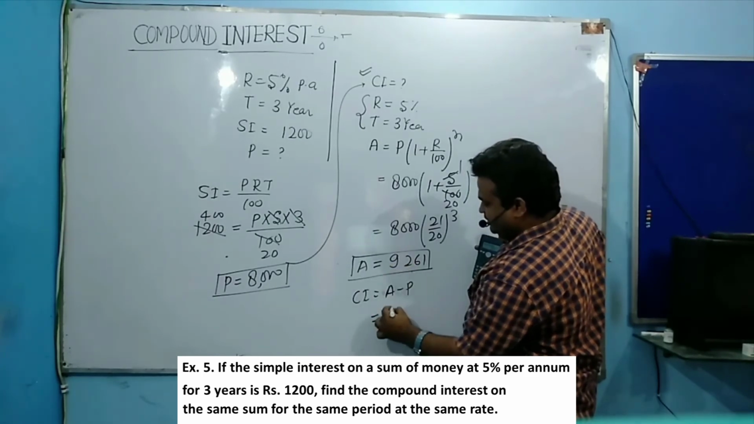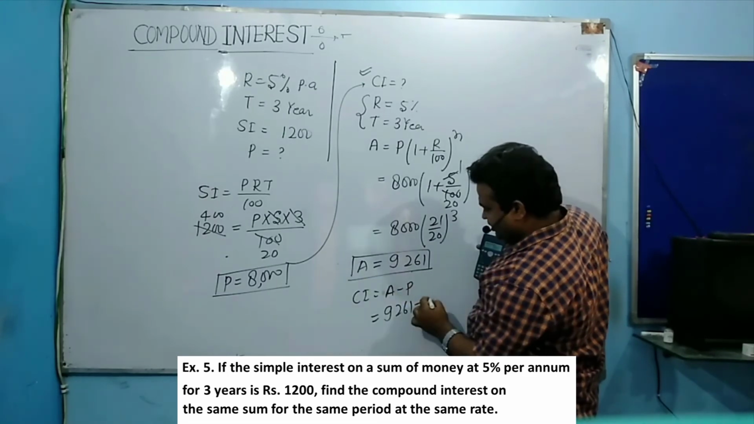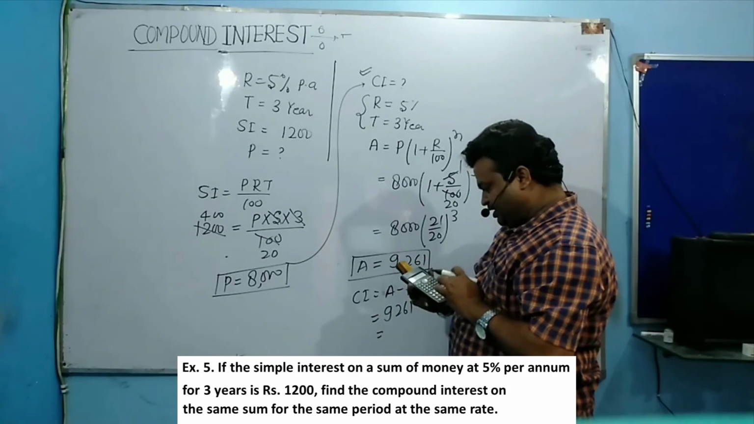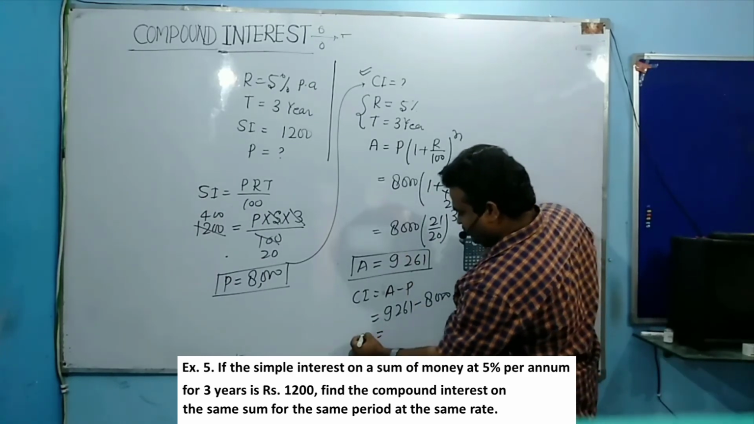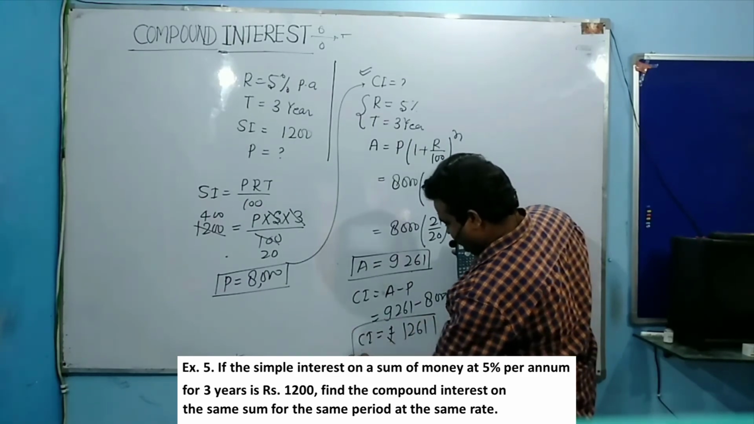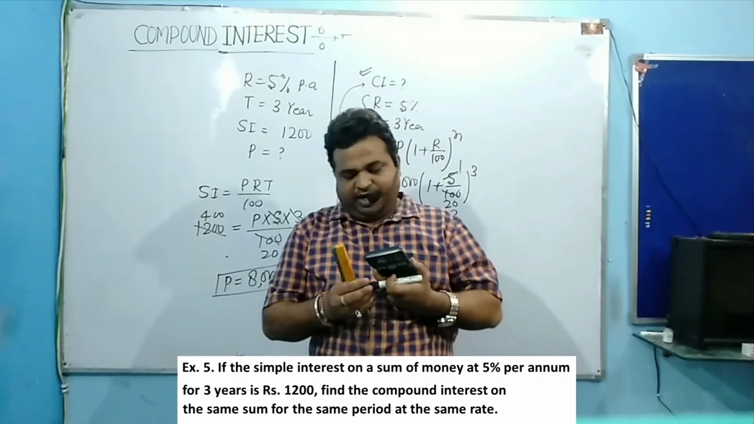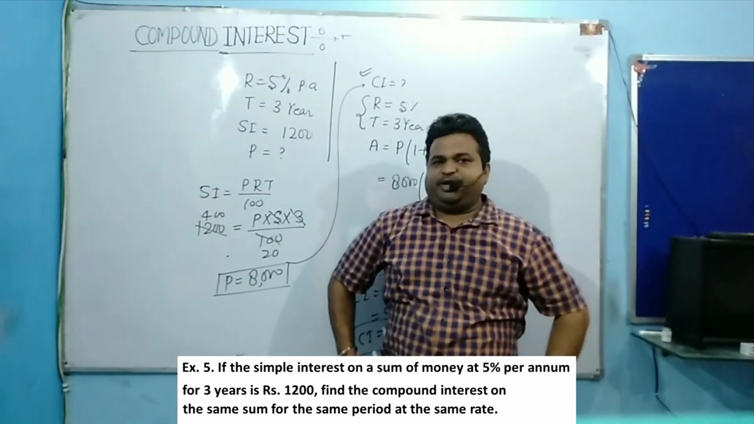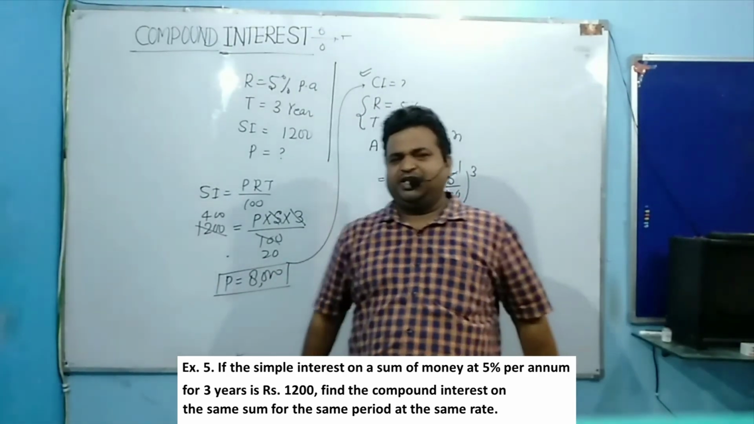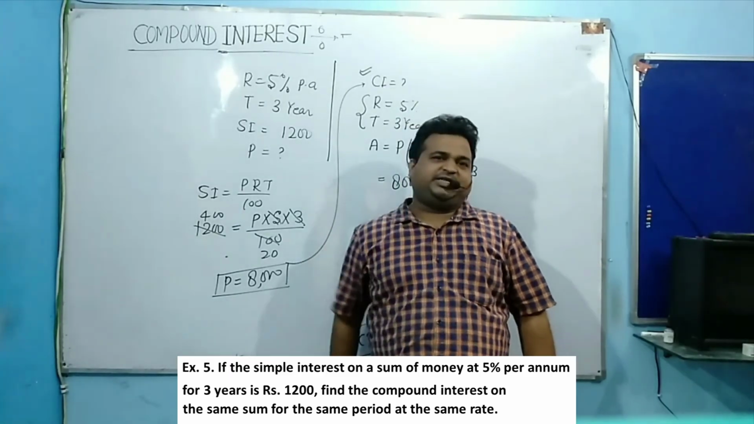My A value is 9261, P value is 8000, and now I am subtracting 8000 from 9261. You will get 1261 Indian rupees. So this is how you calculate the compound interest value whenever the principal amount is not mentioned, but some question based on simple interest is given to you. So it is a mixed problem of simple interest and compound interest.